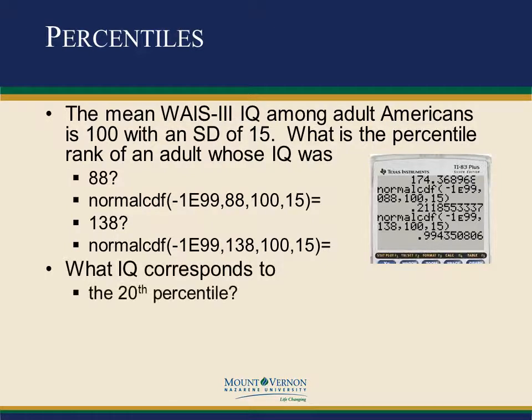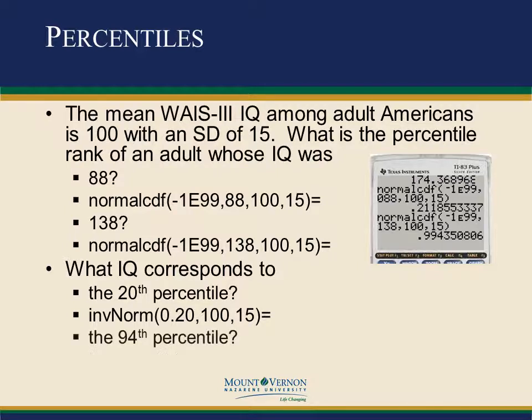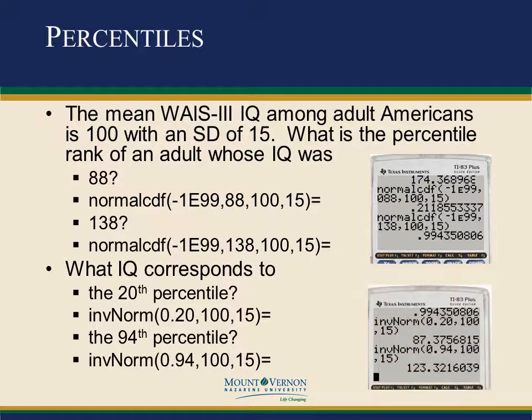We can work the opposite direction and ask for the IQ that corresponds with the 20th percentile. For that, we'll use the invnorm function, invnorm 0.20, 100, and 15. And if we want to find the IQ that corresponds with the 94th percentile, it's a very similar expression. Here's the actual screenshot of the calculator output. And you can see from this that the 20th percentile would correspond with an IQ of about 87.4, and the 94th percentile would correspond with an IQ of about 123.3.